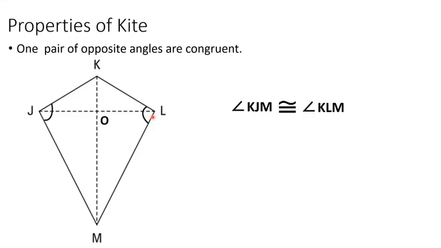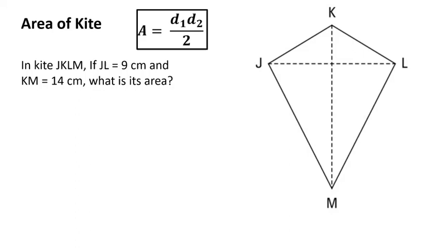Now, if we take a look here at the figure of kite, meron pang isang opposite angles, tama? So that is JKL and angle JML. So hindi po sila congruent. Kasi nga, according to the property, only one pair of opposite angles are congruent. So for example, if angle KJM is 94 degrees, therefore angle KLM is also 94 degrees.